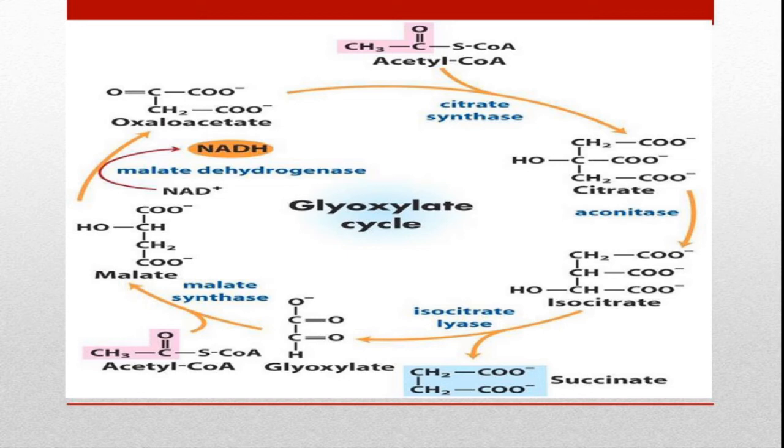In plants, the enzymes of glyoxylate cycle are sequestered in membrane-bounded organelles called glyoxysomes, which are specialized peroxisomes. Those enzymes which are common to glyoxylate cycle and citric acid cycle have 2 isozymes, one specific to mitochondria, the other to glyoxysomes.